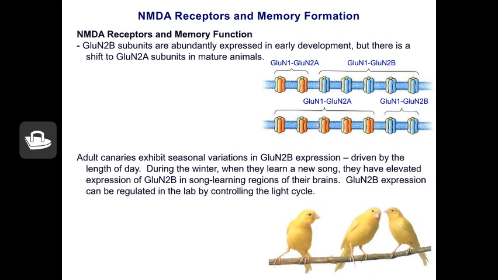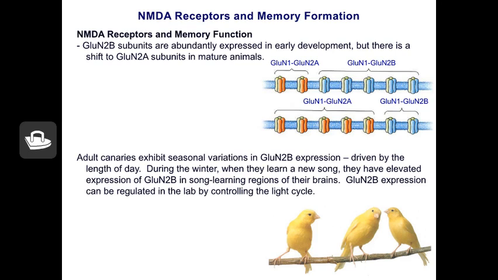We know that different parts of the brains of mammals express different combinations of subunits of the NMDA receptor. Again, the GluN1 is obligatory, but the GluN2 subtypes can vary from one part of the brain to another. So here are two interesting points. One is that this differential distribution of GluN subunits is not only true in mammals, but it's also true in other vertebrates, like birds.